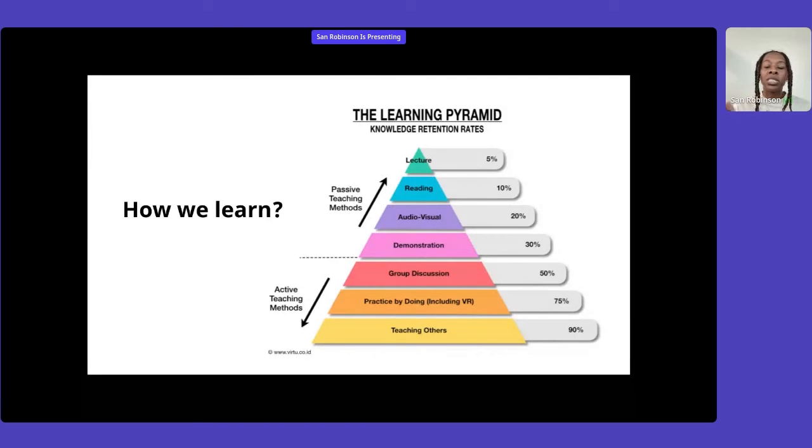It's clear to see that as we descend the pyramid, learning becomes more interactive and more engaging, thus more effective. This is exactly where immersive technologies like AR and VR come into play, taking us straight to the bottom of the pyramid, enhancing retention, and making learning deeply engaging.